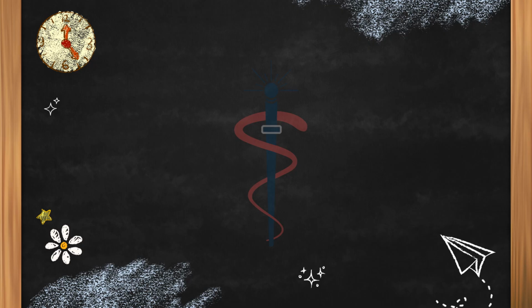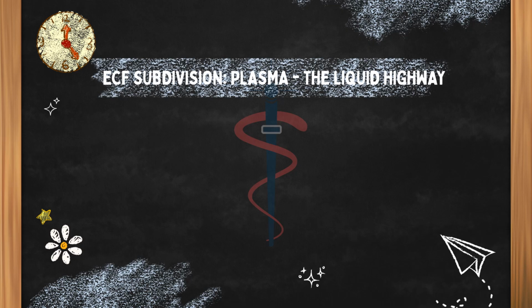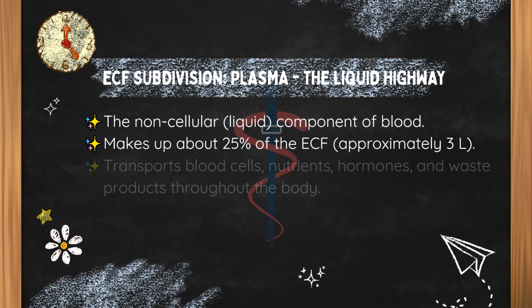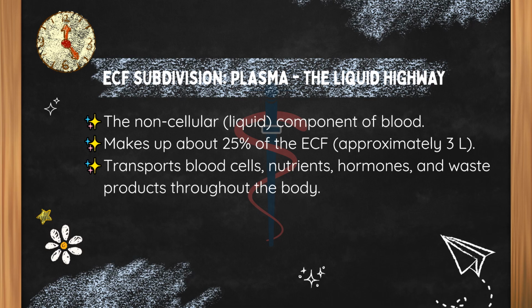The other significant component of the ECF is plasma, which is the fluid portion of the blood. Plasma makes up about 25% of the ECF, or around 3 liters. Remember, while plasma is within blood vessels, it's still considered part of the extracellular fluid.